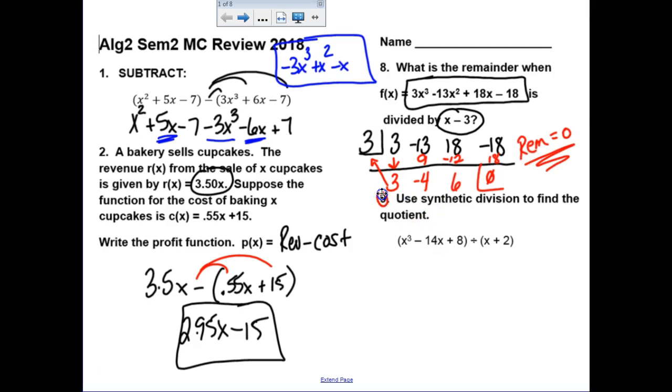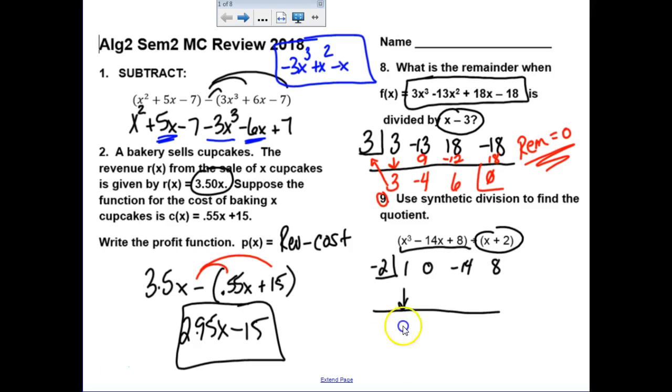Number 9 says, please do use synthetic division. Again, it's multiple choice, so you can really do whatever you want. But everyone loves synthetic division better. In the box, we put the solution to that factor, so negative 2. Be careful on this one, though. We are missing a quadratic term, so the coefficients are 1, 0, negative 14, and 8.